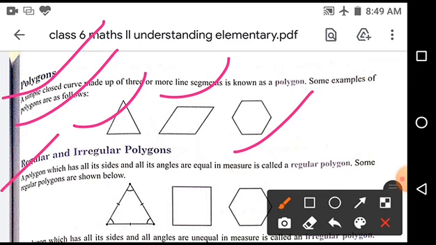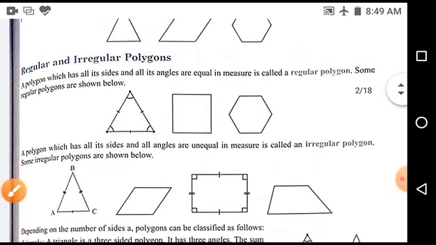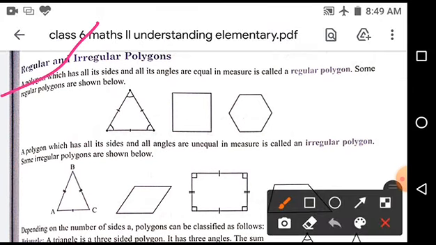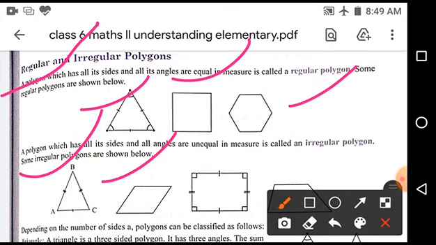Regular and irregular polygons. See here, triangle, square, hexagon. These are examples of regular polygons. Except these, triangle, parallelogram, rectangle, trapezium. These are also examples of regular hexagon. Sorry, regular polygon.